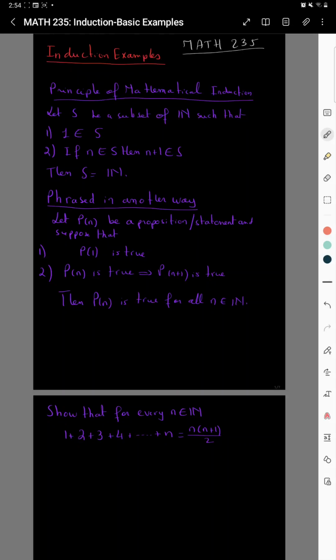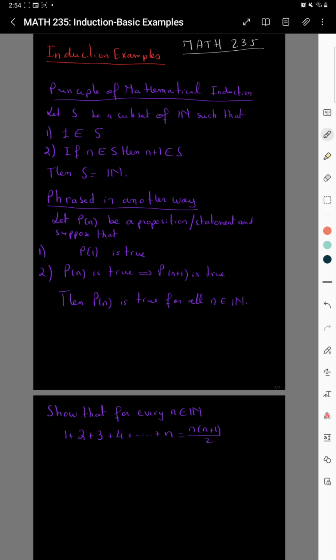Okay, hello everyone. Today we'll just do some examples of induction. So let us remember what the principle of mathematical induction is. Let S be a subset of the natural numbers such that 1 belongs to S, and if n belongs to S, then n plus 1 will also belong to S. Then S is the entire set of natural numbers.